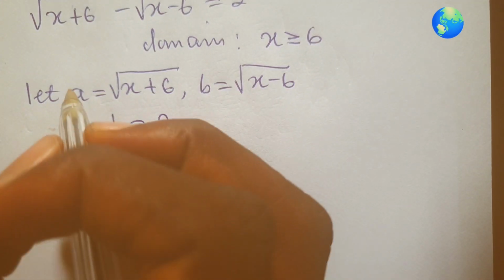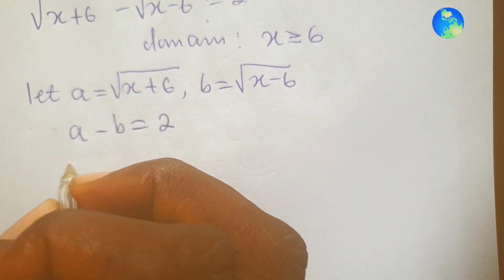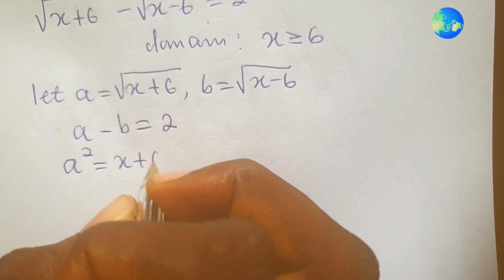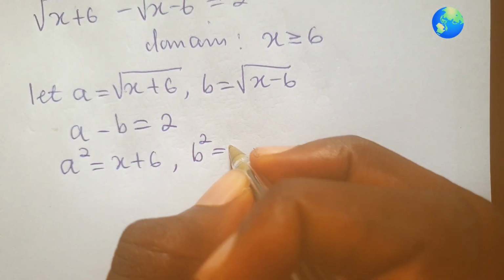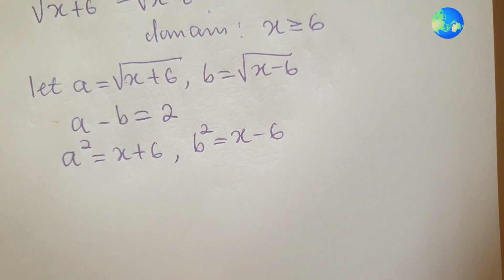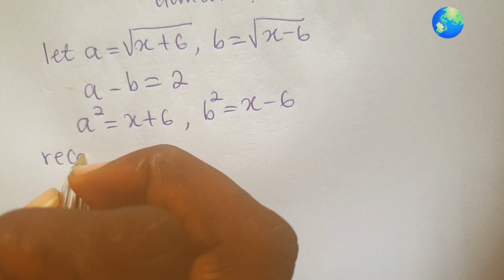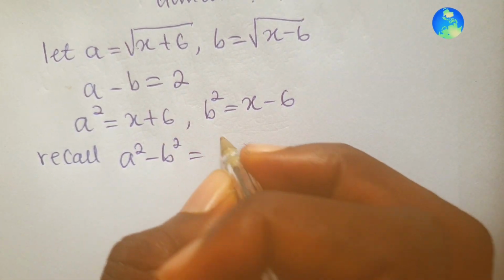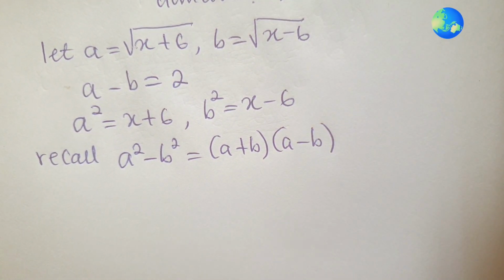And clearly, based on what I have here, if I square both sides here, I will have something like a squared to be x plus 6 and b squared to be x minus 6, right? And clearly, you recall that a squared minus b squared is equal to a plus b, a minus b, right?